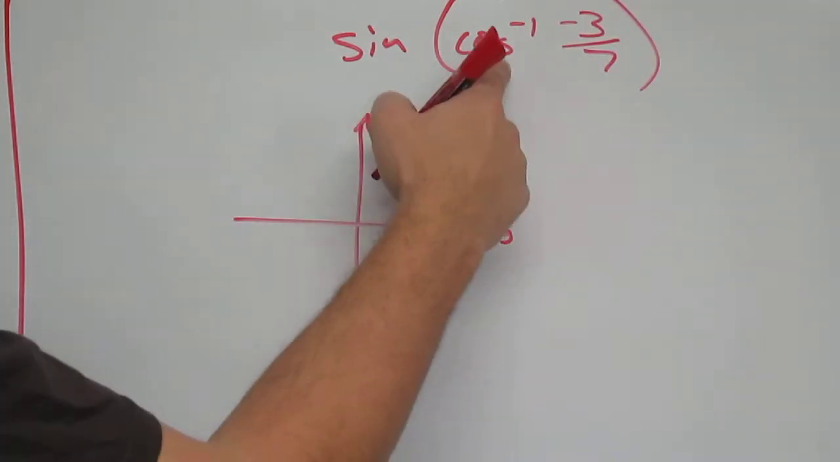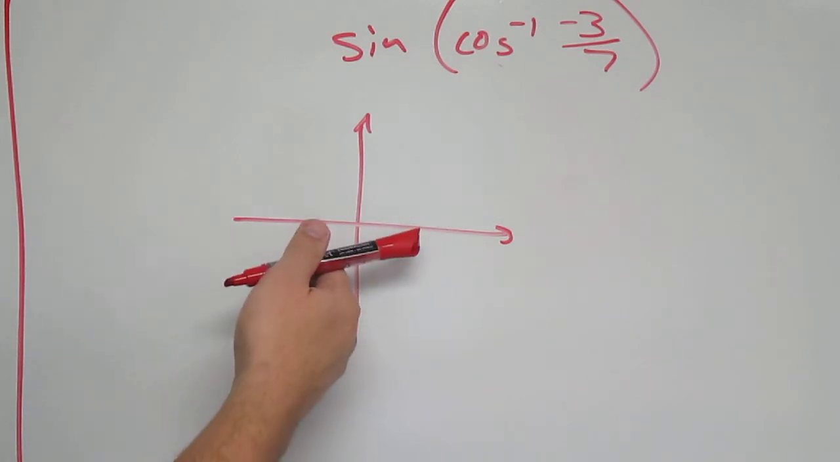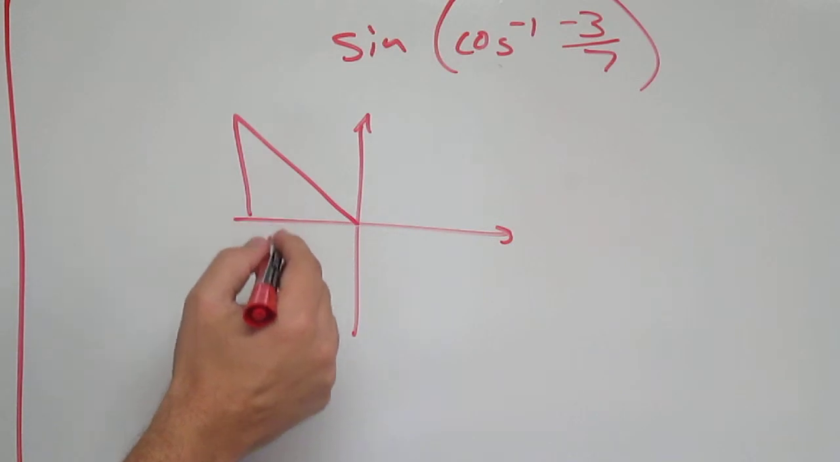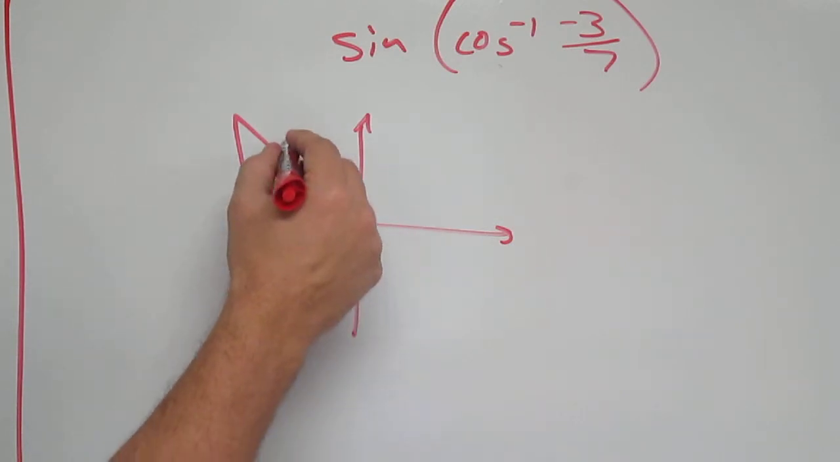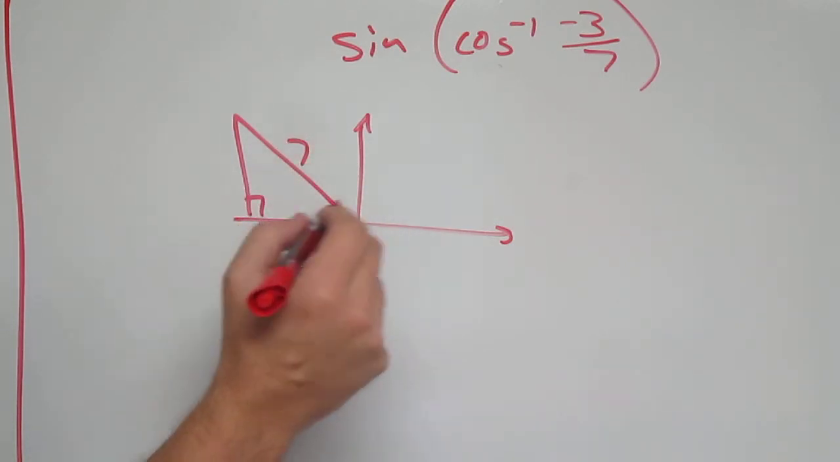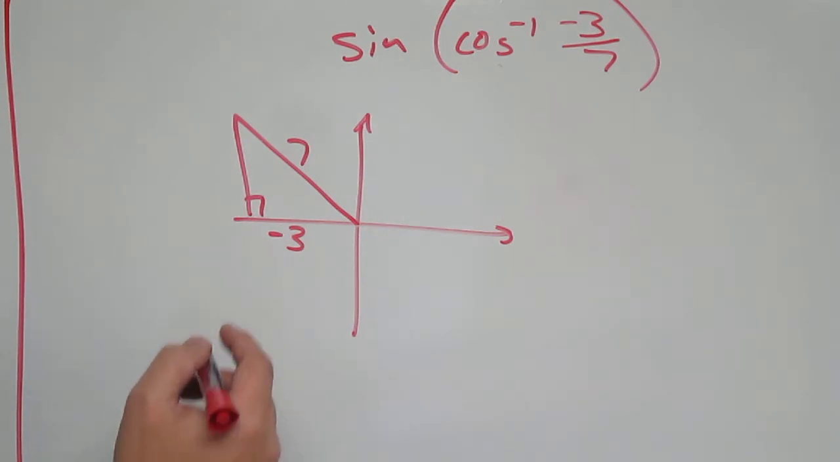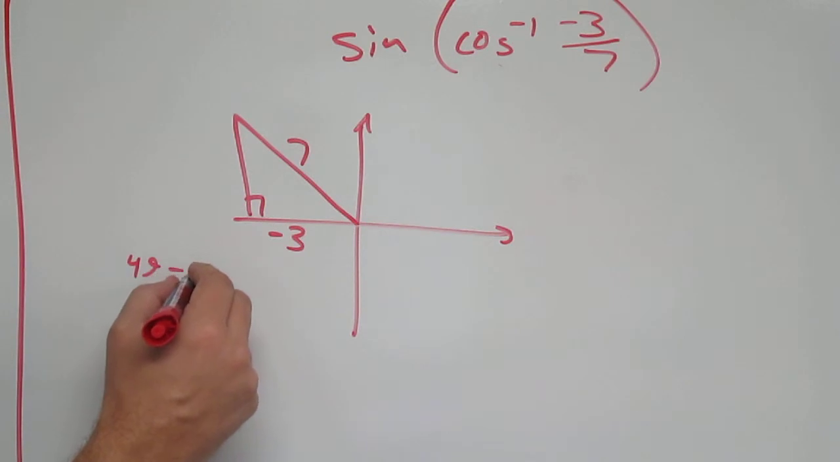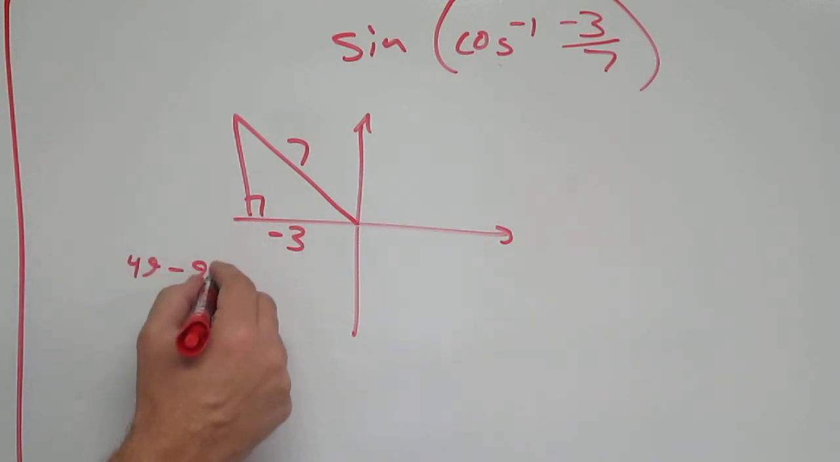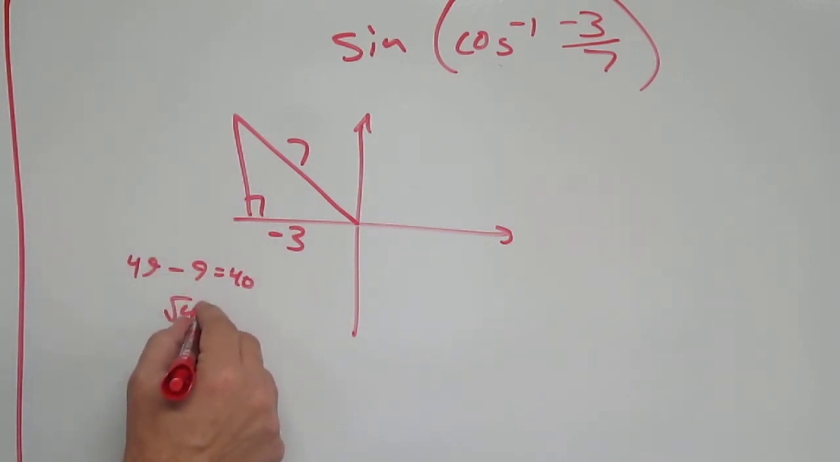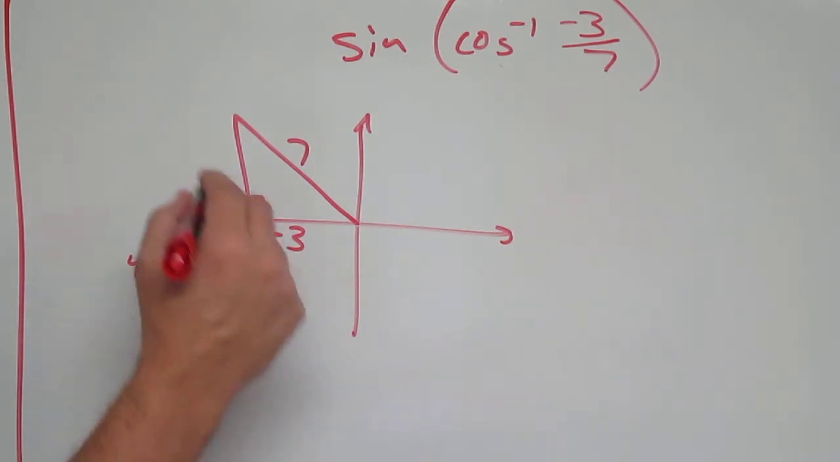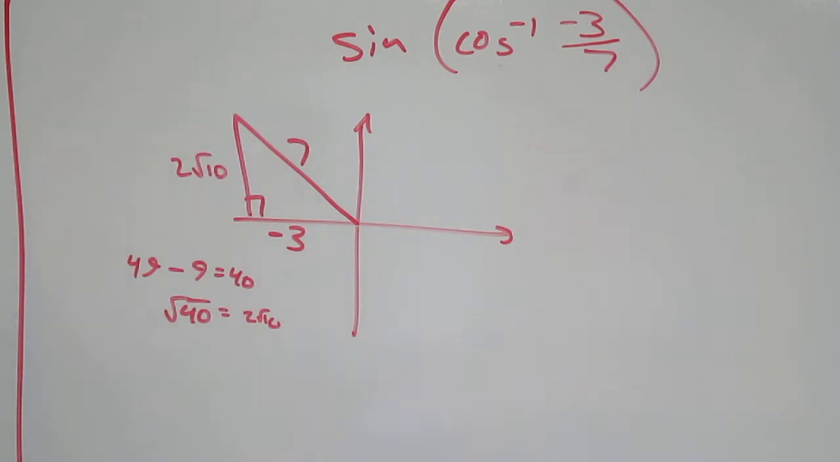So if I'm going to do the arc cosine of a negative, remember we decided that the arc cosine, if it's negative, goes in this quadrant. So adjacent would be 3, the hypotenuse would be 7. This actually needs to be negative because it's to the left. So using Pythagorean theorem, I could say 49 minus 9 is 40, so the square root of 40 is the same as 2 root 10. So that's what this side would be.